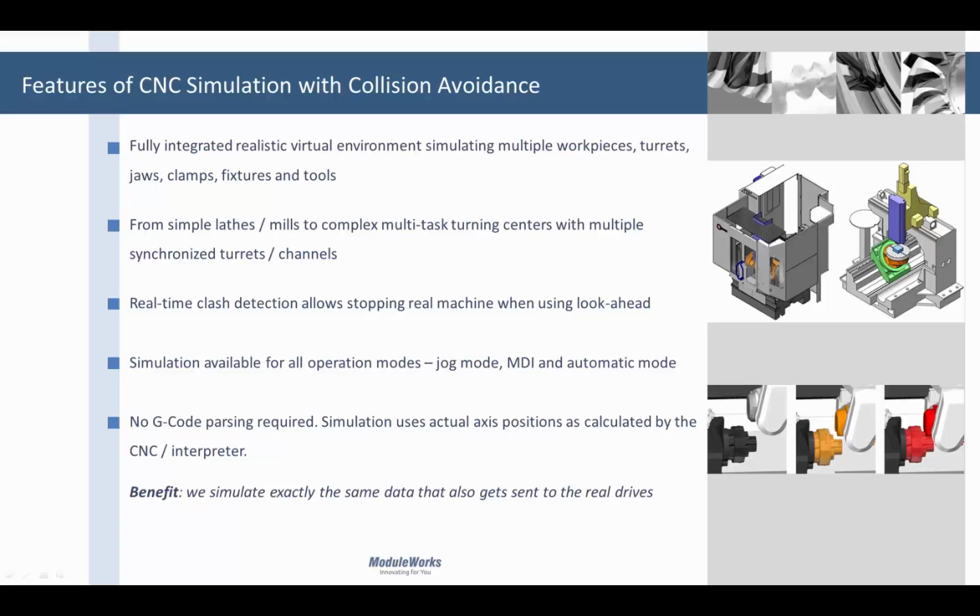Simulation is available in all the different operation modes, so not just automatic mode, but also jog mode and MDI. The big benefit is that we do not need to parse the G-code. Instead, our simulation technology uses the actual axis positions as they are calculated by the CNC or by the interpreter and interpolator. The big benefit of this is that we simulate exactly the same data that also gets sent to the real drives.